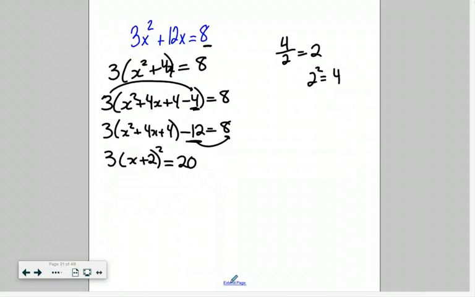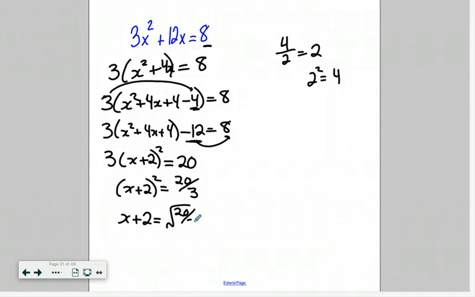There's only one occurrence of that x variable, so we'll start by dividing both sides by 3. So we'll have x plus 2 squared now equals 20 over 3. We're going to leave that as a fraction. Now we're going to square root both sides. So we get that x plus 2 is equal to the square root of 20 over 3, remembering that there's both a positive and a negative answer.